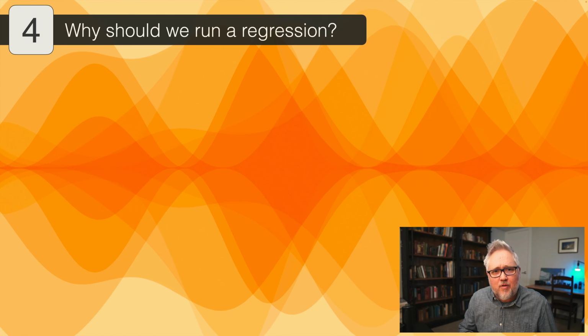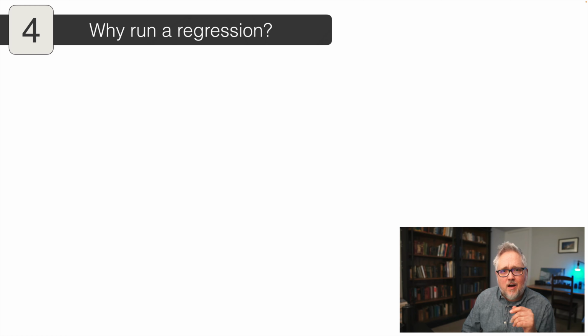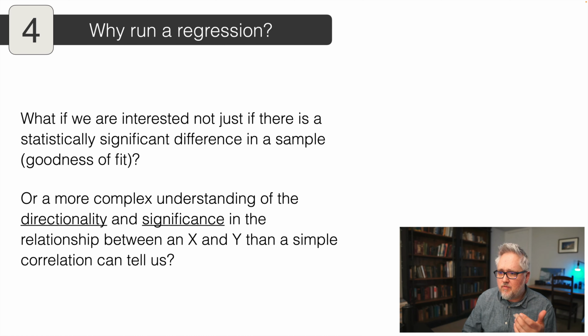Why on earth would we ever want to run a regression? I can think of a couple of particular reasons. First, what if we're interested, just for our research, not just in whether there's a statistically significant difference in a sample, like the goodness of fit example that I just showed you, but in a more complex understanding of the directionality and significance of the relationship between two particular variables, like an x and a y, than a simple correlation like the Pearson's correlation coefficient, which we've also talked about.